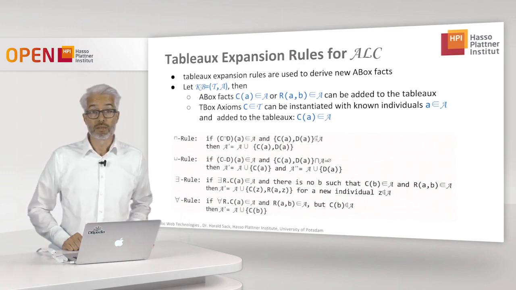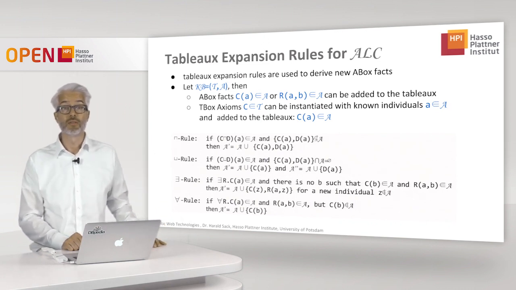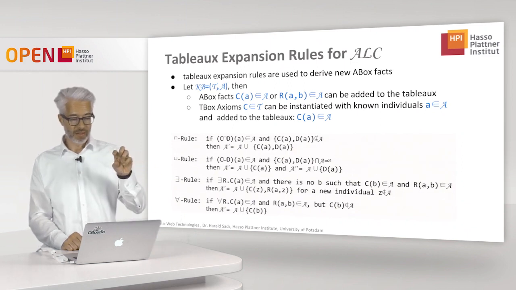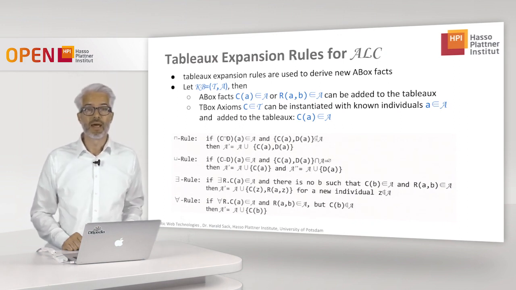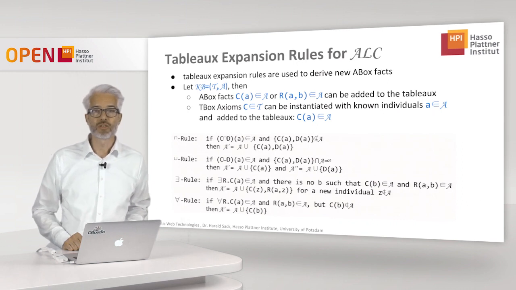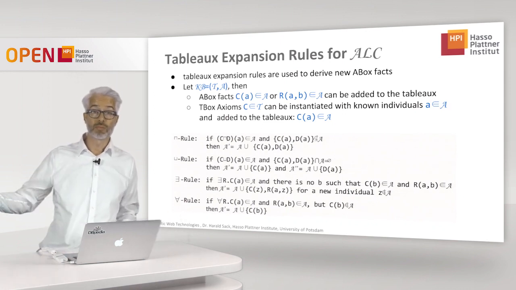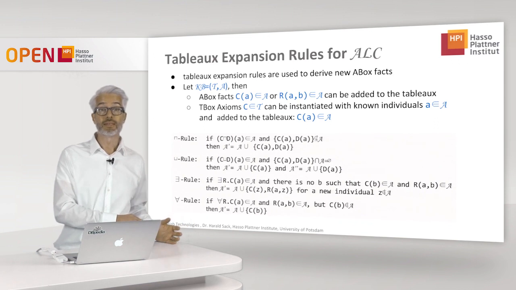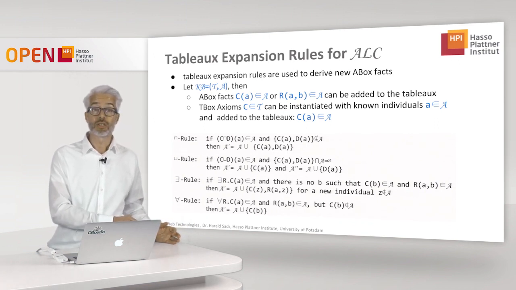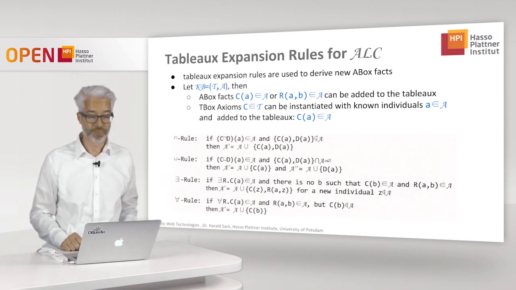For the disjunctive rule, it's quite the same. So if the disjunction of two complex classes C or D instantiated with an individual A is part of the A-box, and of course C of A or D of A are not part of this A-box, then you can create two new instances of that A-box, A prime and A double prime, which are on the other hand extending the already existing A-box with each instantiation, either of C of A or D of A. So this splits here, this makes a disjunction.